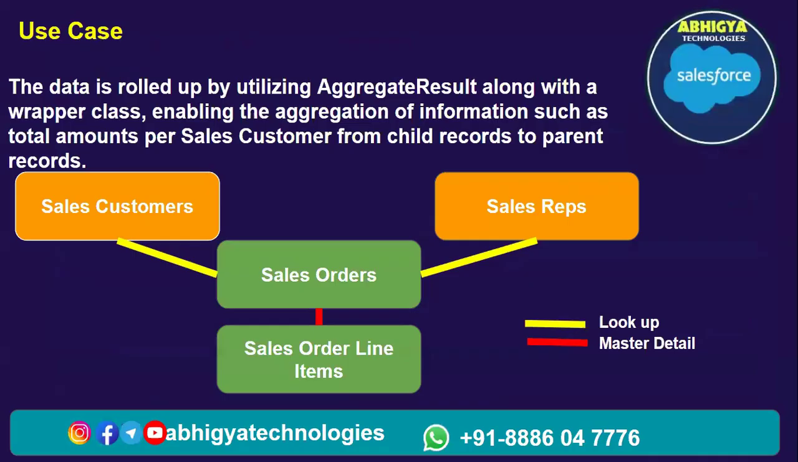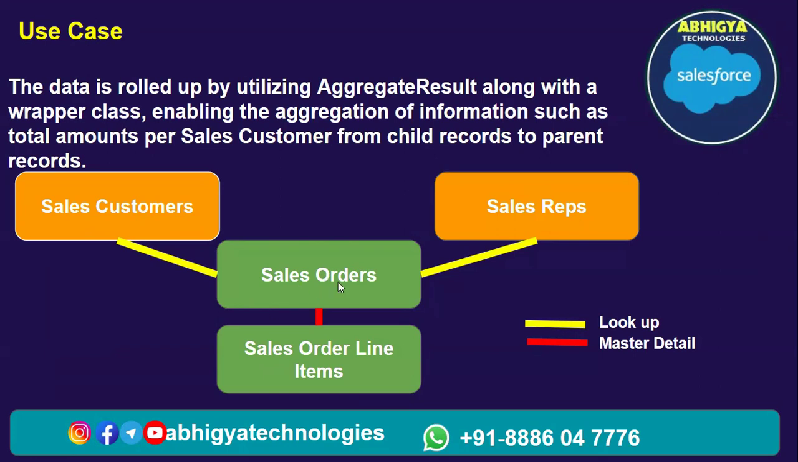Let's see the data model here. I have the sales customers and sales representative objects, and sales orders is another object. So sales order is the child object of the sales customers and sales representative. As per our requirement, when I am selecting a sales representative, this sales representative has one or more customers, meaning n number of customers. So for each customer, we have to roll up the total items, total quantity, and total amount. We have to display it in the UI. That is our use case. So we have to roll up the data.